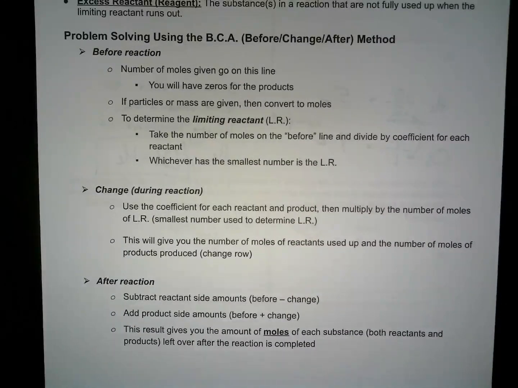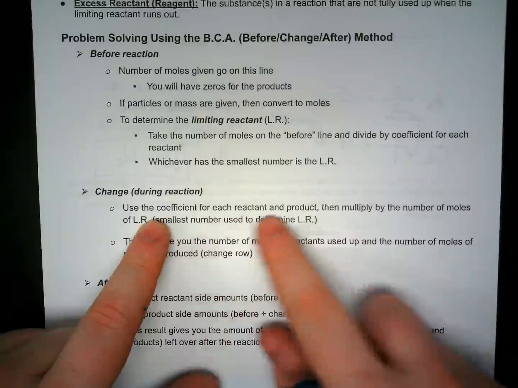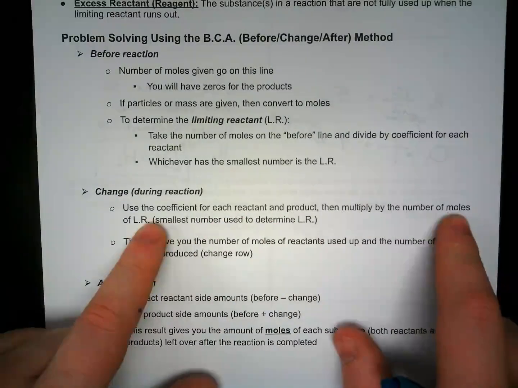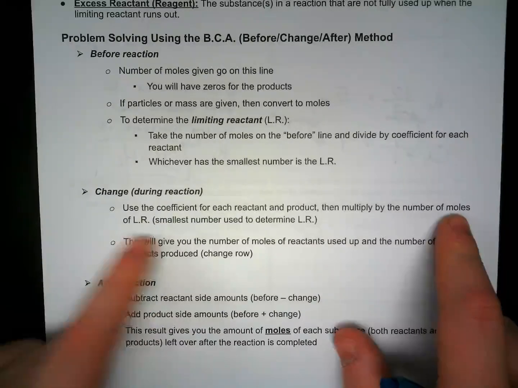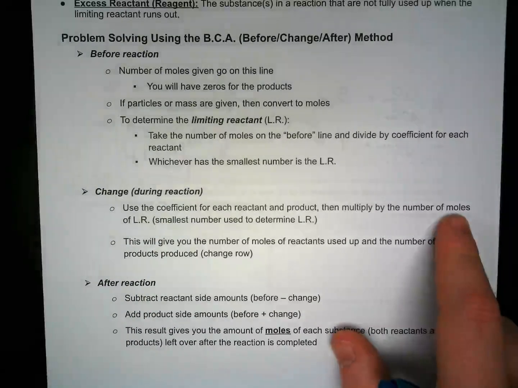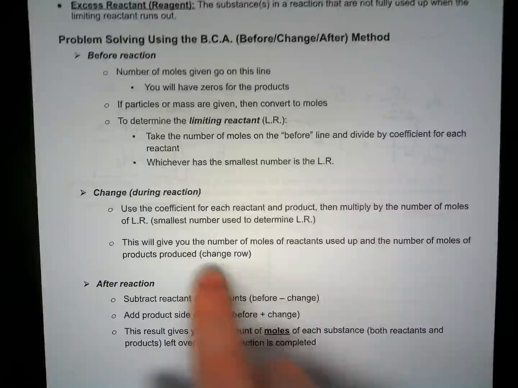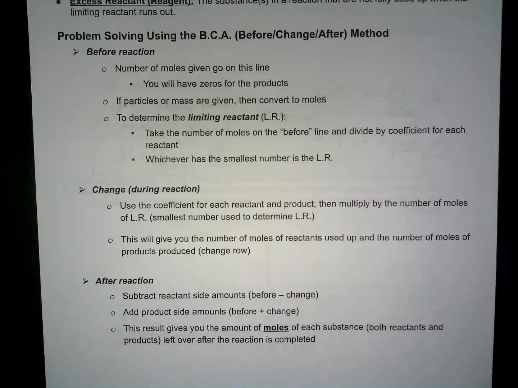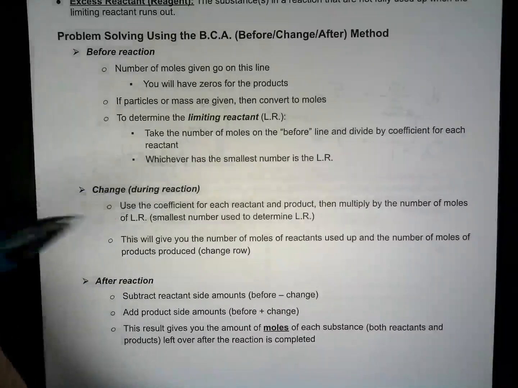So in the change during reaction, this is where we're going to use the coefficient for each reactant and product, then multiply by the number of moles of the limiting reactant. This will give us the number of moles of reactants used up and the number of moles of the products produced. So what is that going to look like?